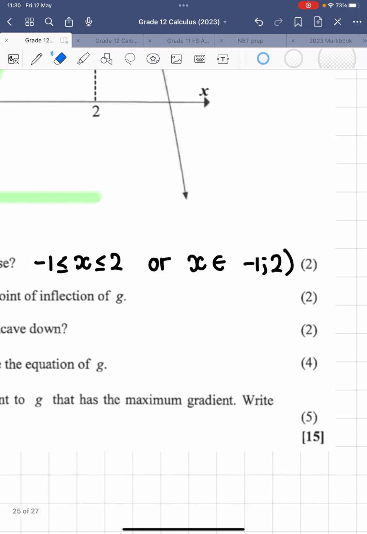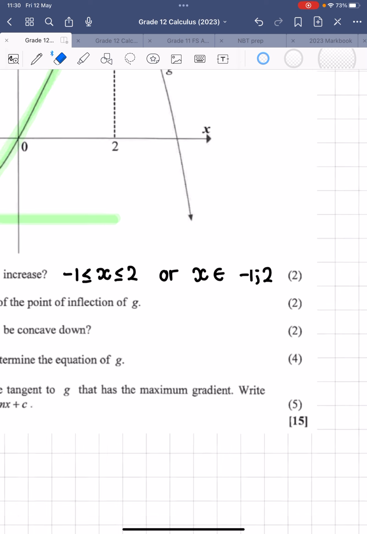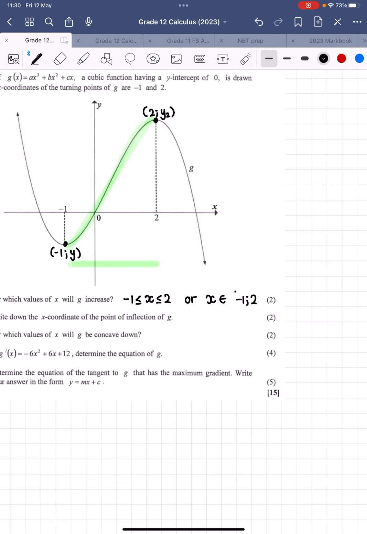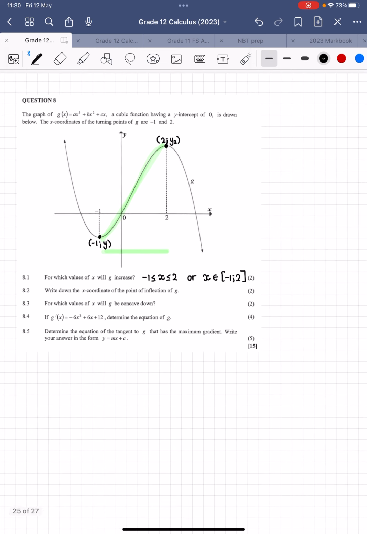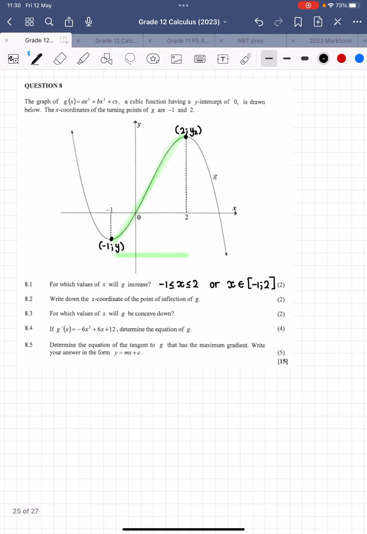Let me just zoom in, so that I can erase that. So it's fine if you include the turning points or if you exclude the turning points. Because there have been disagreements, they actually accept both. All right, stay tuned for part 2.